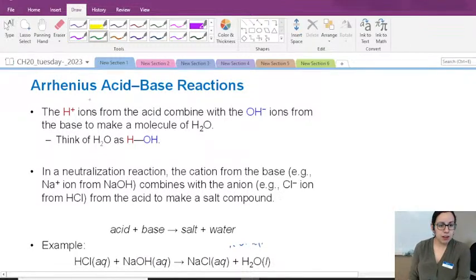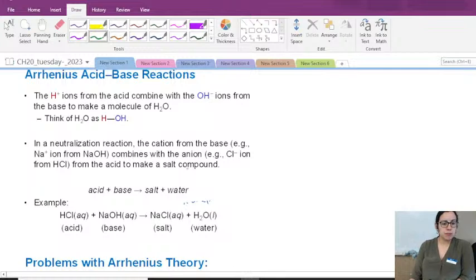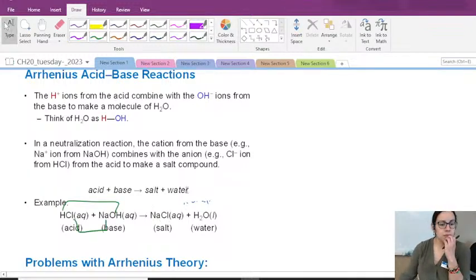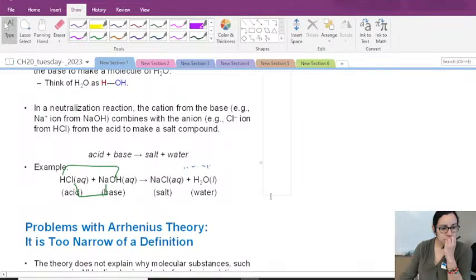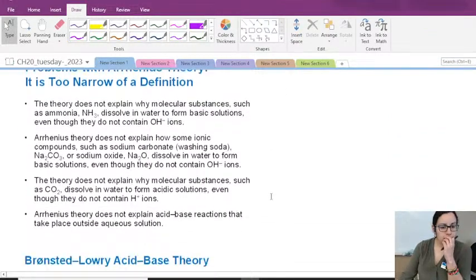And then, of course, our Arrhenius acid-base reactions are, again, the simplest. In these neutralization reactions, we have our acid plus our base, which always gives us water plus some salt. So in this case, it's HCl plus sodium hydroxide. They swap to make water and sodium chloride.